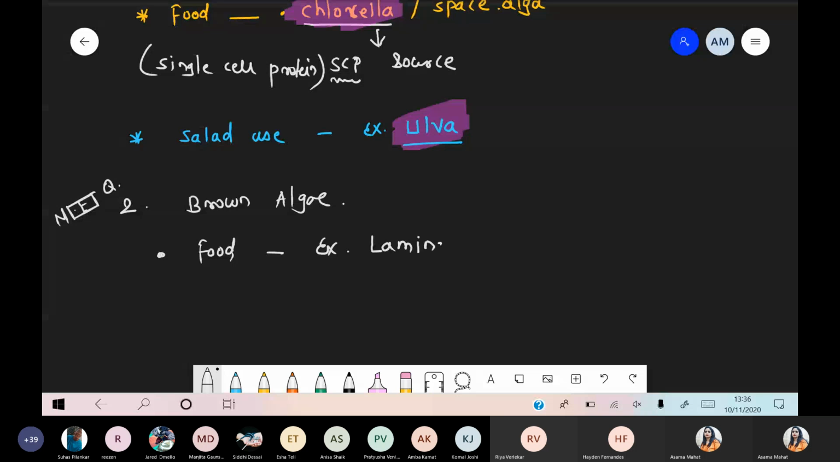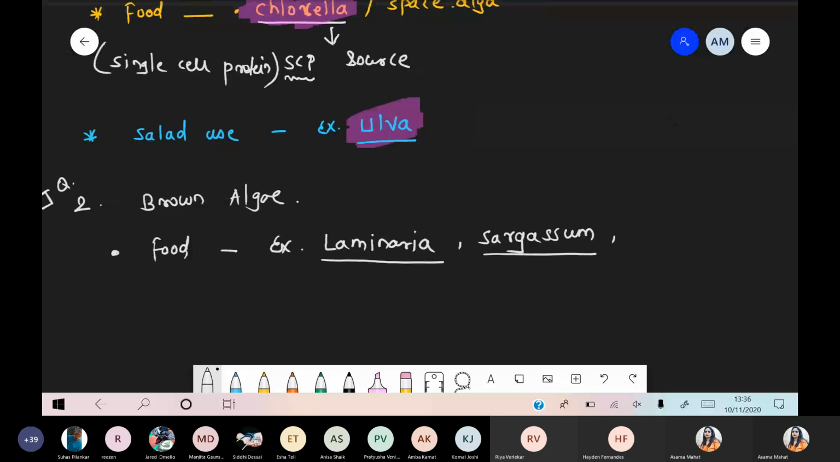Laminaria, first example, Sargassum, and the giant algae having approximately 100-meter height, kelp condition, Macrocystis. So these are the three examples where we use it as food.